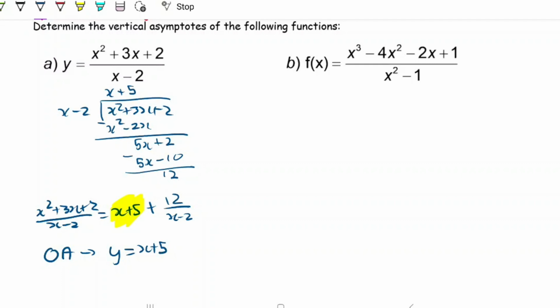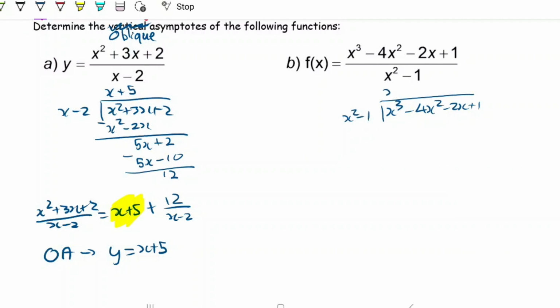So let's dive into the second question. In the second question again, we want to determine the oblique asymptote. That is what we're looking for, and therefore we will use long division again. We have x cubed minus 4x squared minus 2x plus 1, and this will be divided by x squared minus 1.